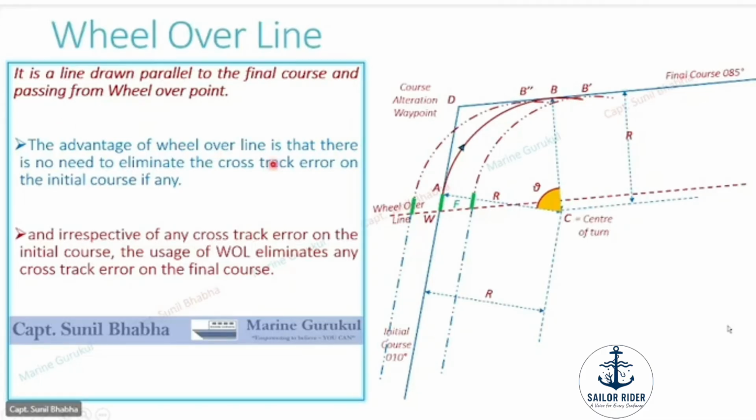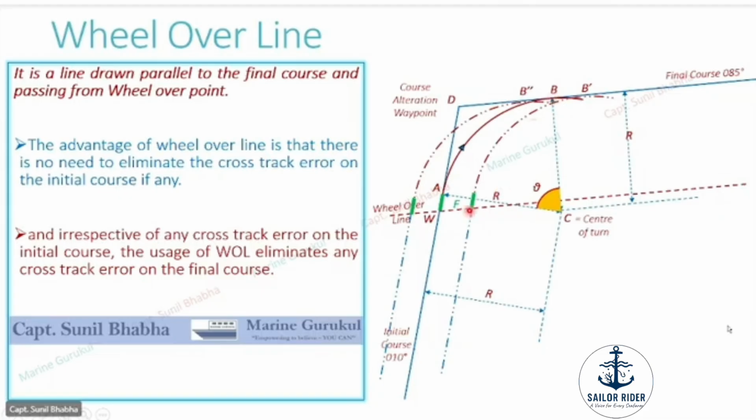So this is the advantage of the wheel over line. As mentioned earlier, if the vessel is in restricted waters, the cross-track needs to be corrected. But if it is in open sea and there are no navigational dangers close by, without correcting the cross-track error, you can still reach the final course with zero cross-track error using the wheel over line. The only difference is that the vessel will not be reaching the final course at point Bravo.